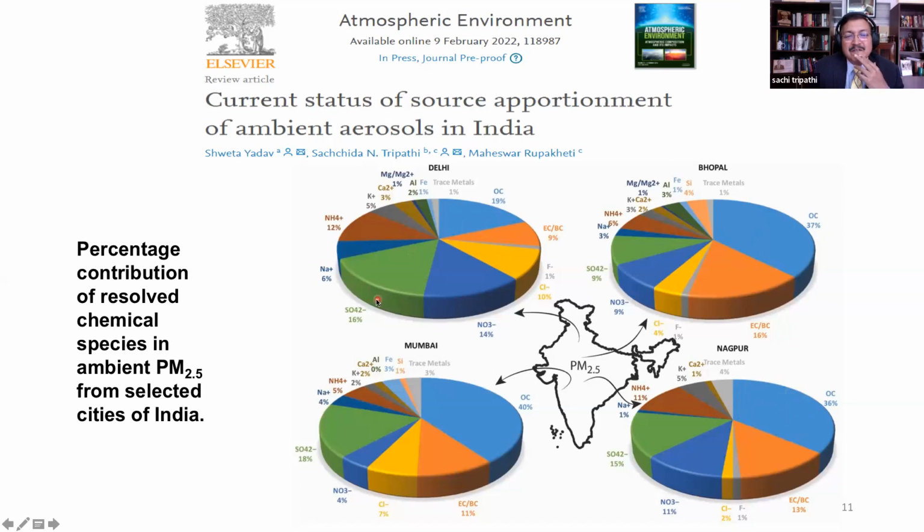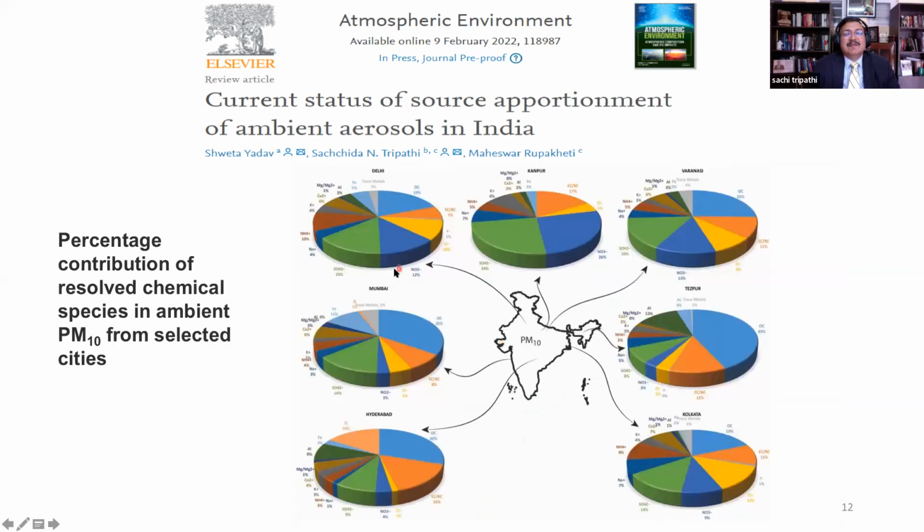Now, if you look at black carbon, its contribution is again very high, but it is highest in Bhopal, at about 16% compared to the other three places. The third major contributor is sulfate. Sulfate also contributes somewhere from 9 to as high as 18% over these four cities where that kind of information is available.